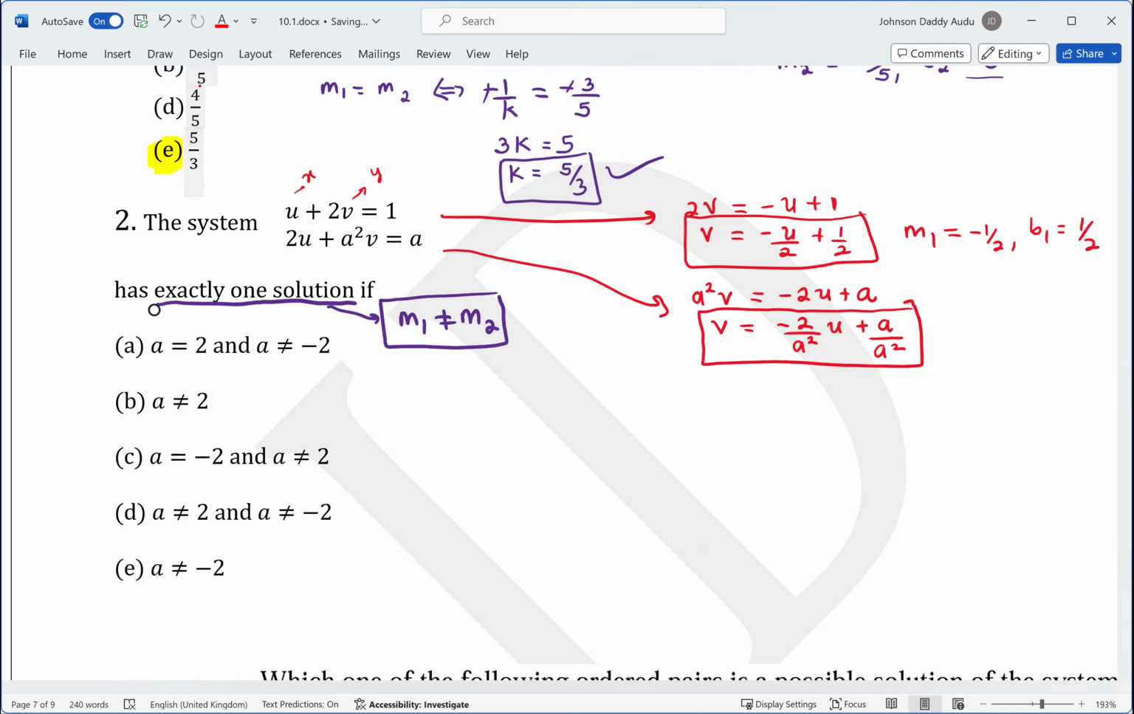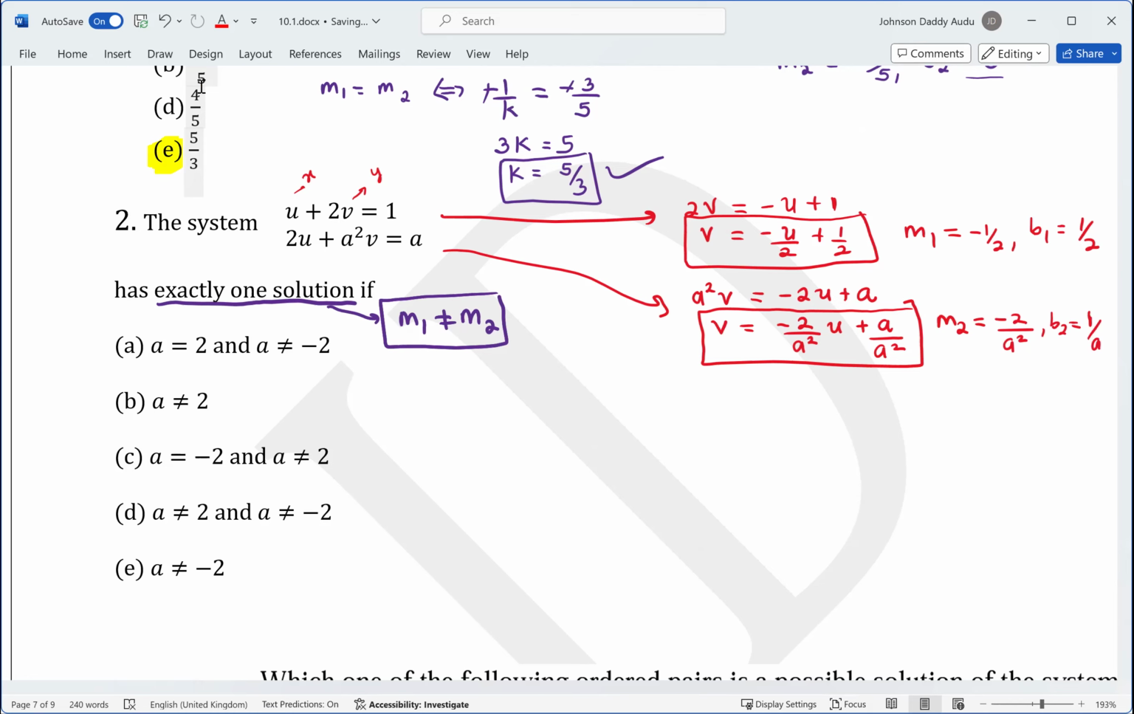See this? So it means that your M2, which is the slope, is just going to be the coefficient of U, which is minus 2 over A squared, right? And B2, which is the y-intercept, is just going to be 1 over A, because it's A over A squared, which is just 1 over A, right?